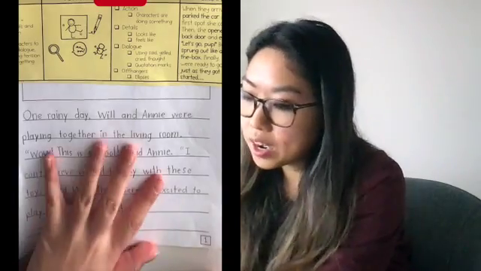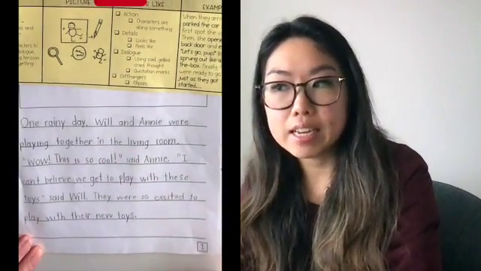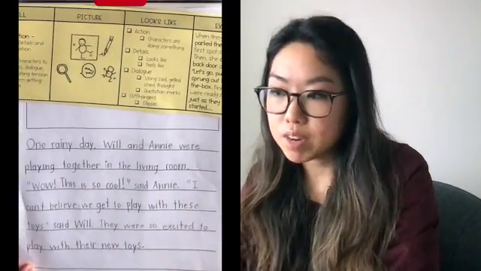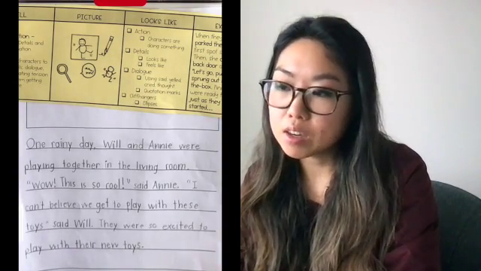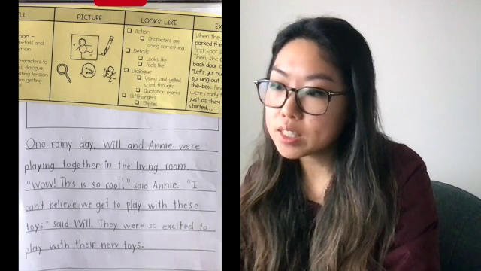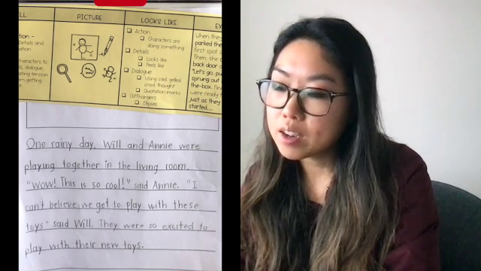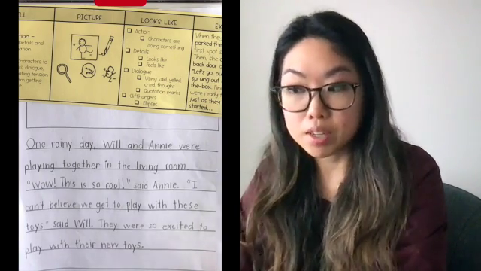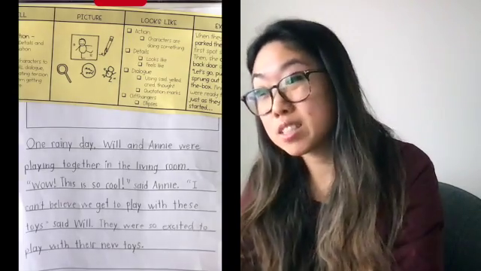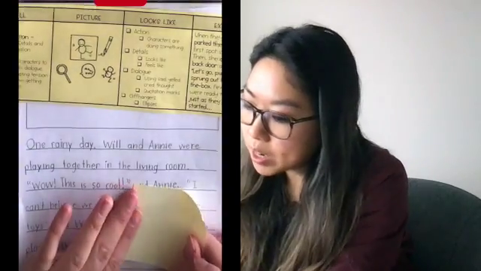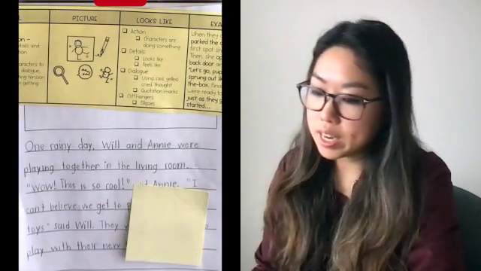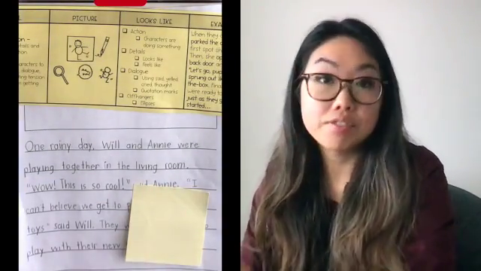I think on this first page, I really need to add in more action. I really need to add in more things that they're doing. So maybe I think, what could they be playing with? That could be, what could it sound like? What could they be playing with? And I think I want to add that Will and Annie were playing together on the living room floor.